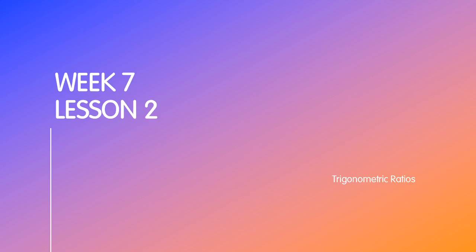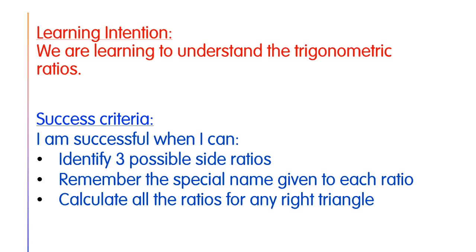So this is lesson 2 of week 7 and we're looking at trigonometric ratios. Now our learning intention is we are learning to understand the trigonometric ratios, and our success criteria, you will be successful when you can identify 3 possible side ratios, remember the special names given in each ratio, and calculate the ratios for any right-angled triangle.